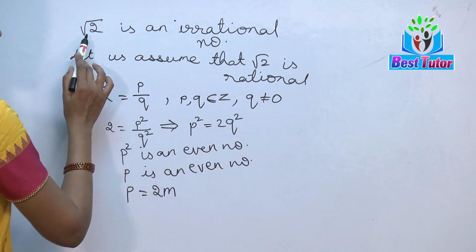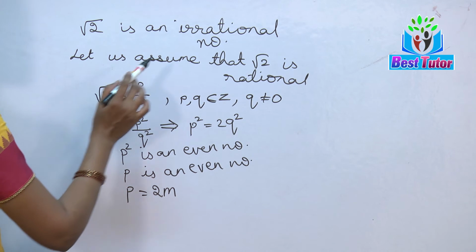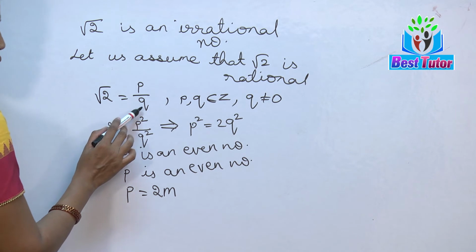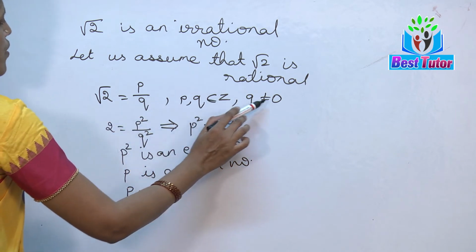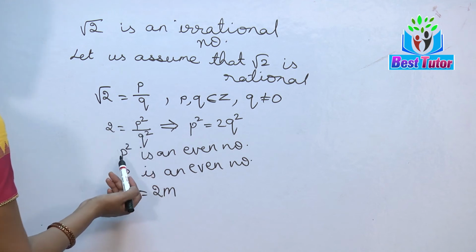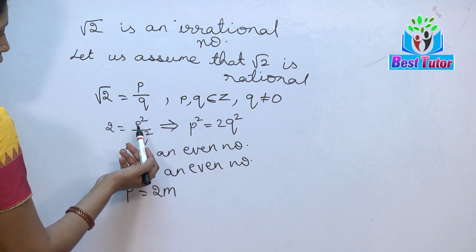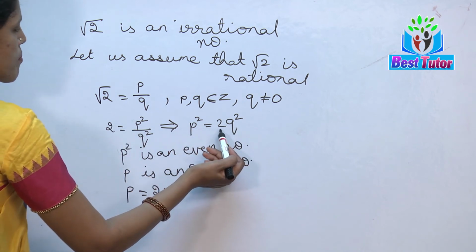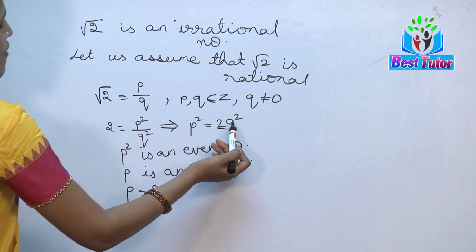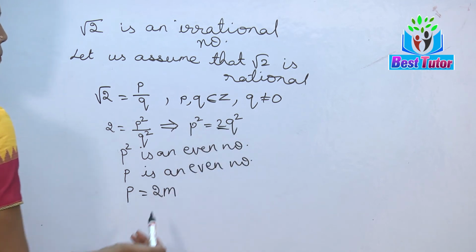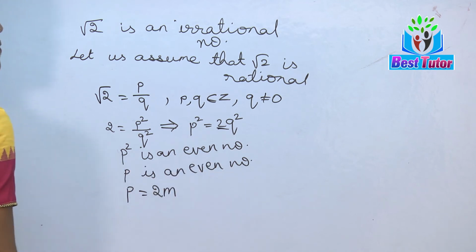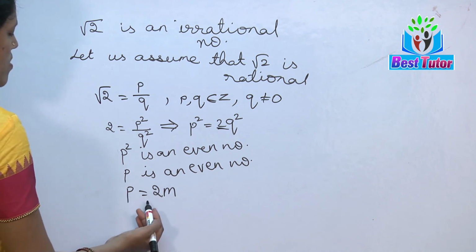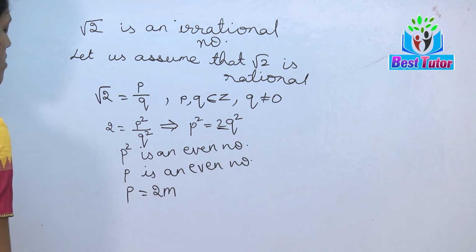I repeat it, we have to prove that root 2 is an irrational number. We have assumed root 2 to be rational. If root 2 is rational, it should be in the form of p by q, where p, q belong to Z, q is not equal to 0. I squared it on both sides, we get 2 is equal to p square by q square. This implies p square is equal to 2q square. It implies p square is an even number because of this 2, since 2 is a factor of 2q square, which is equal to p square. Therefore p square is an even number. If p square is an even number, p is an even number. So I should be able to write p is equal to 2 into some number. That number I have taken as m.